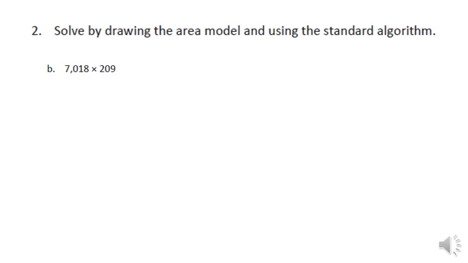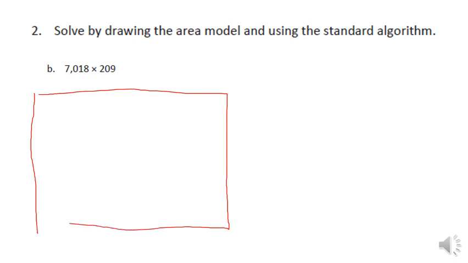Okay, question 2 is to solve by drawing the area model and using the standard algorithm. So we're going to start by drawing our area model. We're going to draw a larger one this time. We have more space. Now, going across the top, I have 7,018. Remember, we do not represent 0 on an area model.